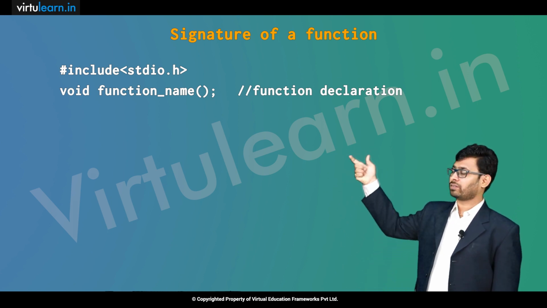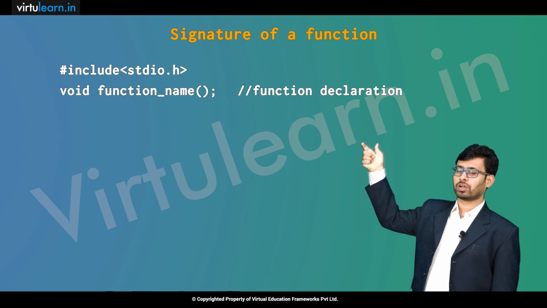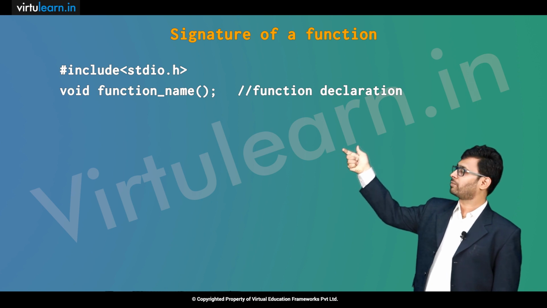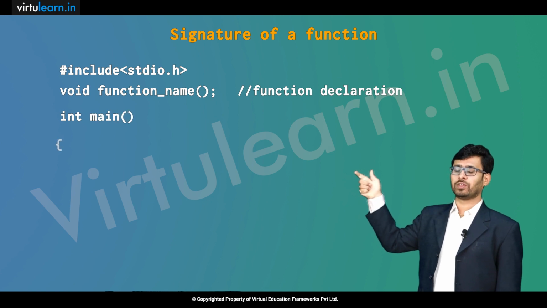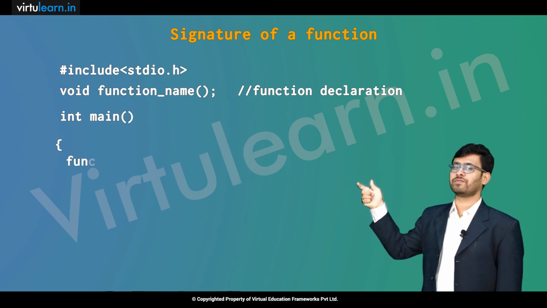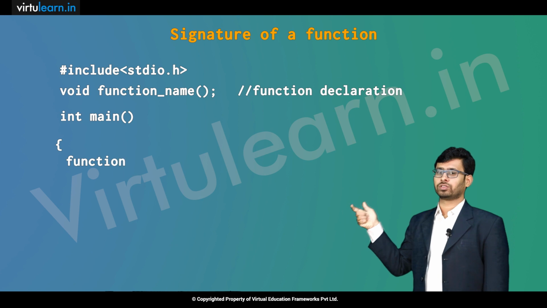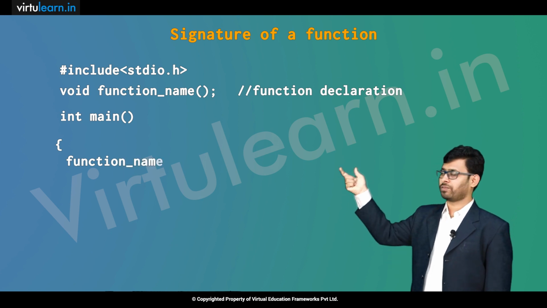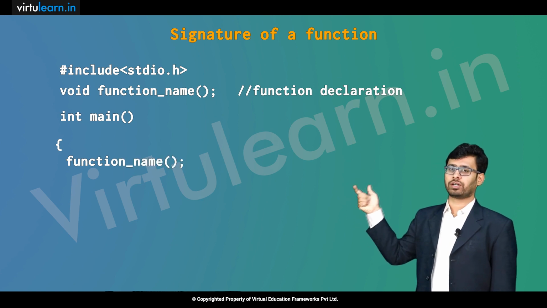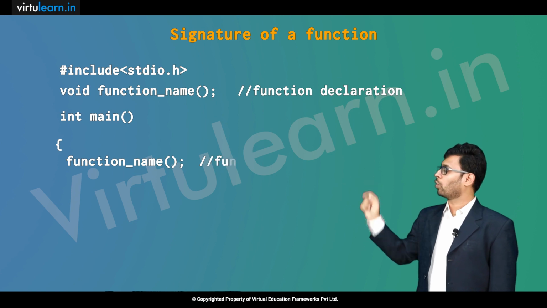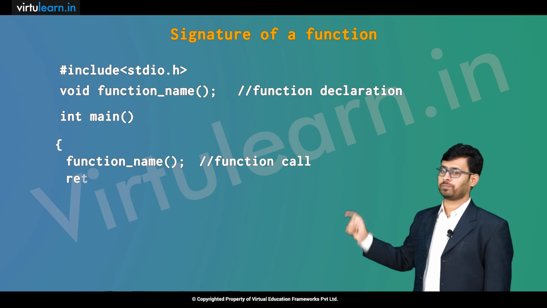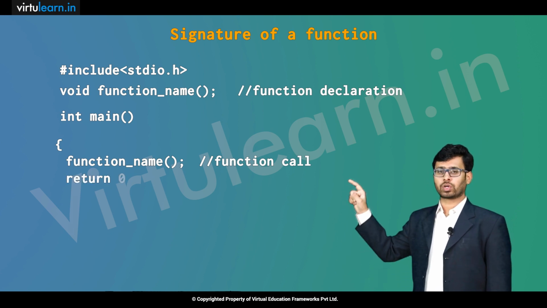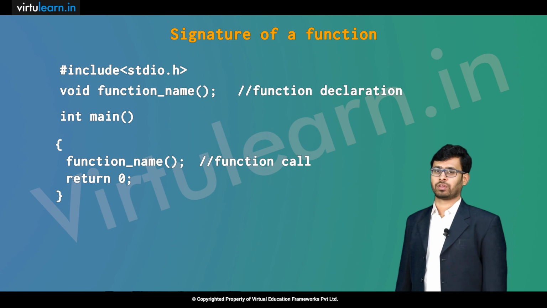Next, as this function declaration is written in the global declaration section, after that we need to write the main, int main(), within which we are going to write the function call. So what is the function name? The same name we need to write over here: function_name(); with open and closed brackets followed by a semicolon. So this is nothing but a function call. Next, return 0, and close the main function.